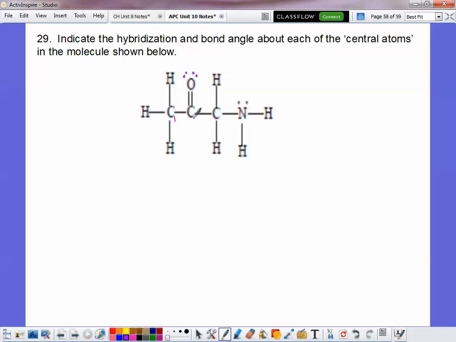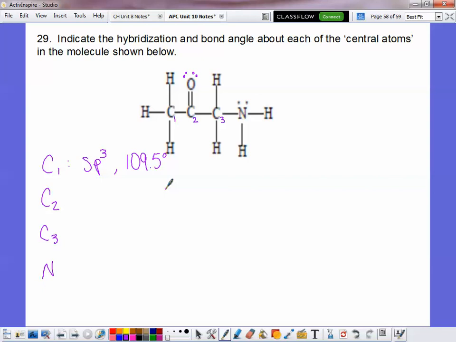So let's number my carbons. And then we have the nitrogen. So we have carbon 1, carbon 2, carbon 3, and nitrogen. And even though the question doesn't ask this, we're also going to determine the number of sigma and pi bonds. So carbon 1, there is 1, 2, 3, 4 things around it. That's sp3 hybridized. Its bond angle is 109.5.